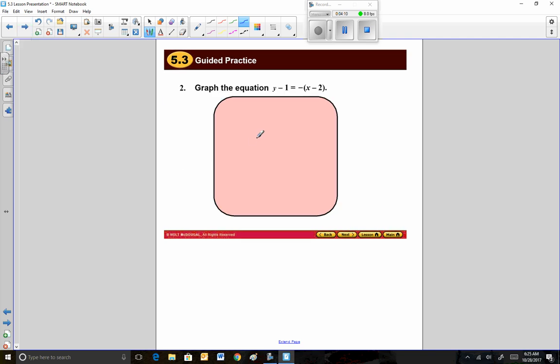Here's one for you to try out. Please graph this equation. You'll need graph paper. Please do not try to plot this on a piece of regular paper. Pause your video and give it a try.